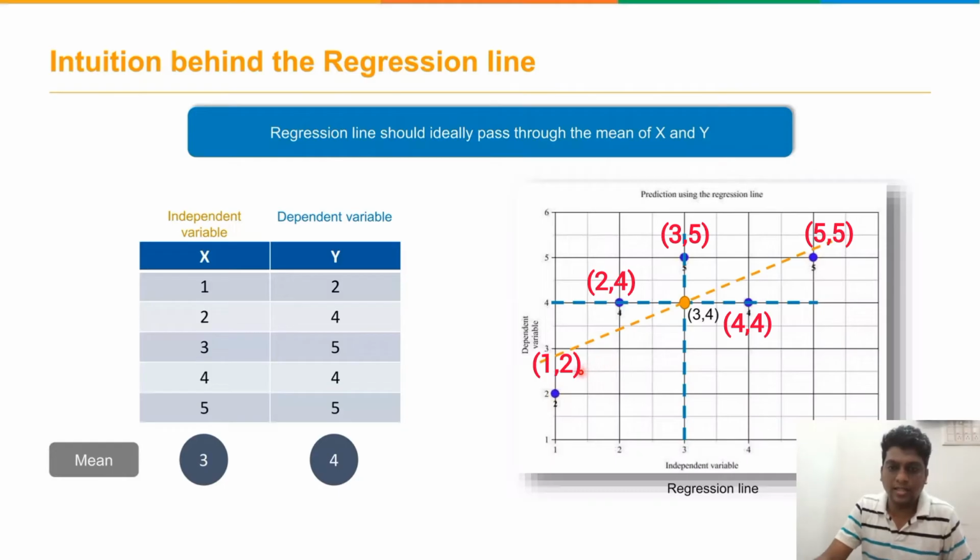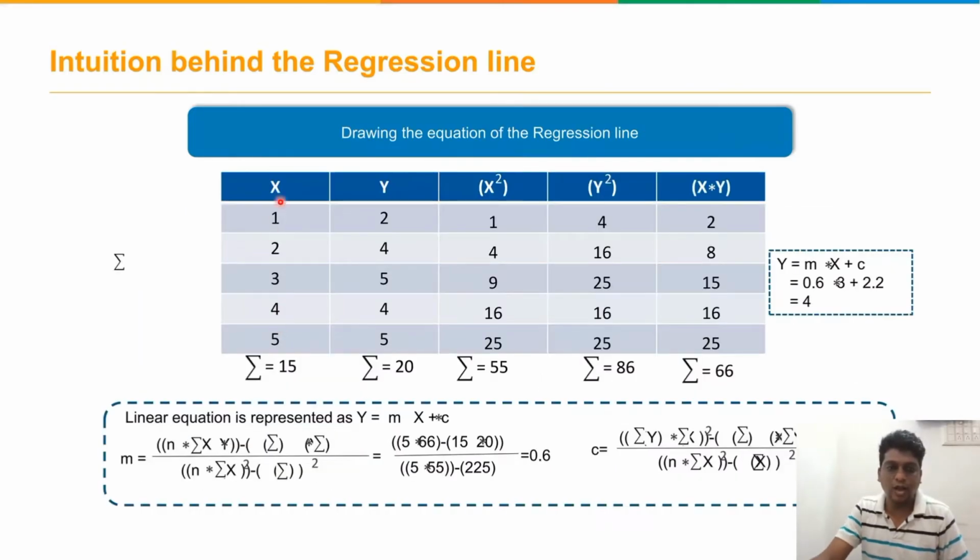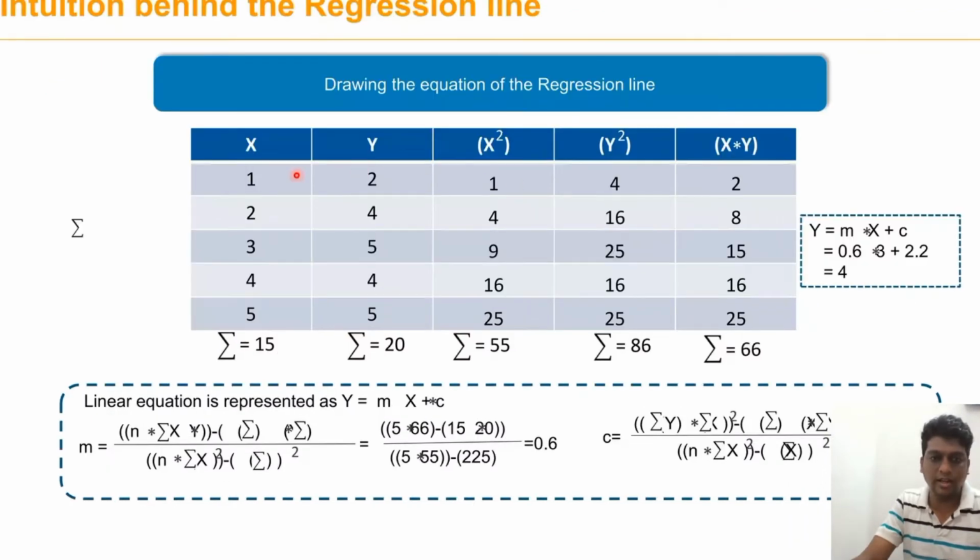We have to draw this regression line that passes through the mean value of x and y, which is 3 comma 4. That is drawn here in this orange dotted line. To find the values of x square, y square and x into y, x square is calculated from this value of x and y square is calculated from this value of y. Then x into y is the product of this column and this column.